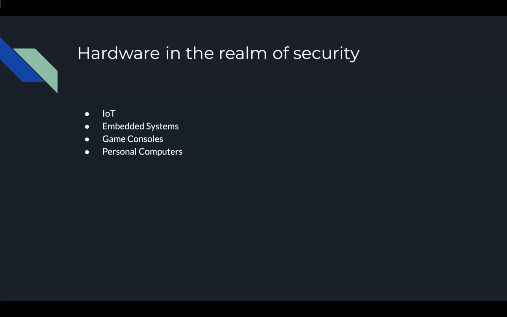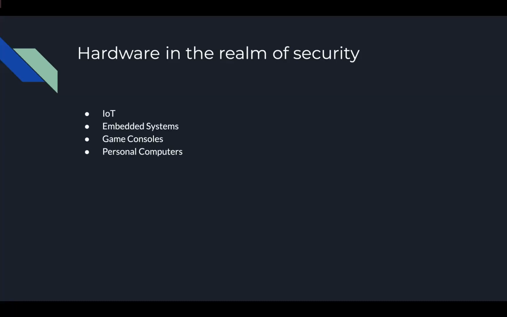The last two are game consoles and personal computers. Personal computers definitely have a smaller attack surface that people are worried about as far as hardware goes, because generally once someone has your hardware, there's not much you can do to stop them. However, I do have an example that I'm going to talk about later on in the slides on some hardware attacks against personal computers.